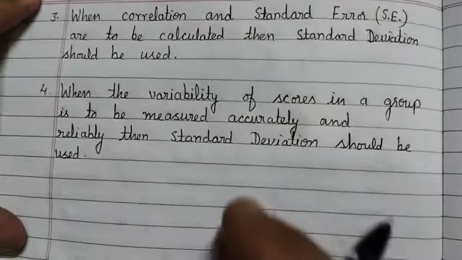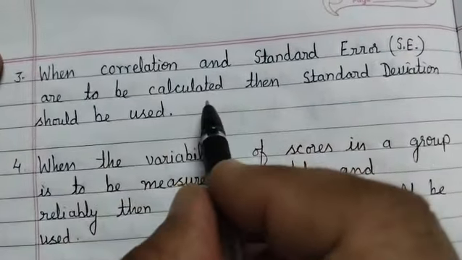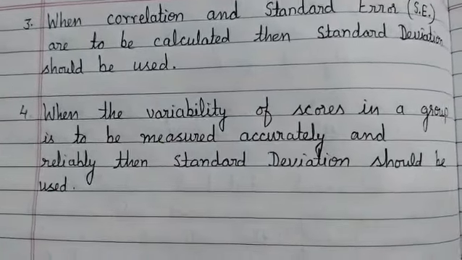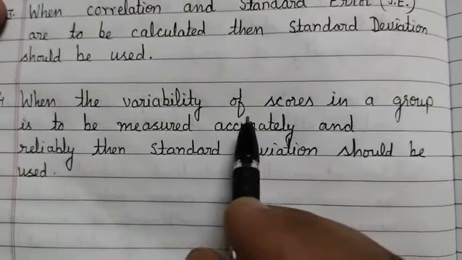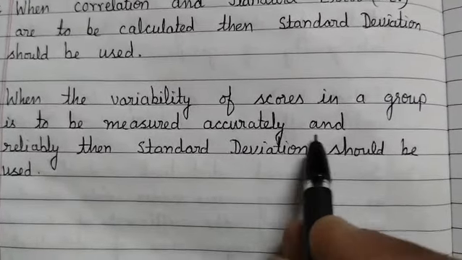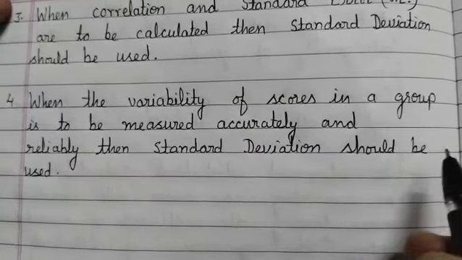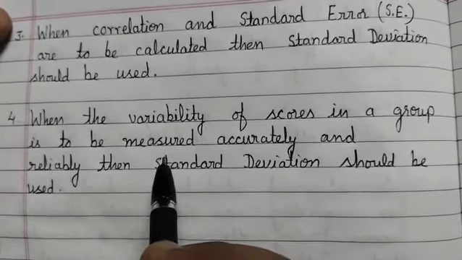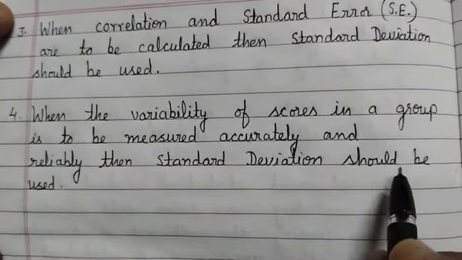Third point, when correlation and standard error SE are to be calculated, then standard deviation should be used. In this situation also the standard deviation is used. Fourth point, when the variability of scores in a group is to be measured accurately and reliably, then standard deviation should be used.